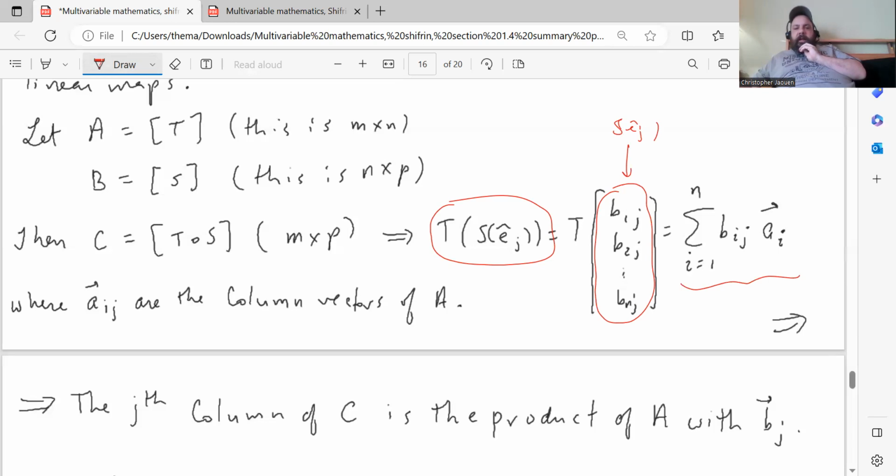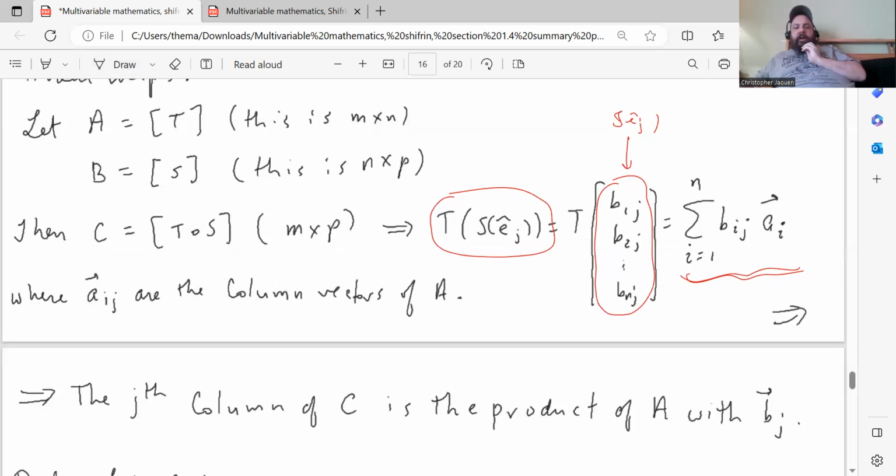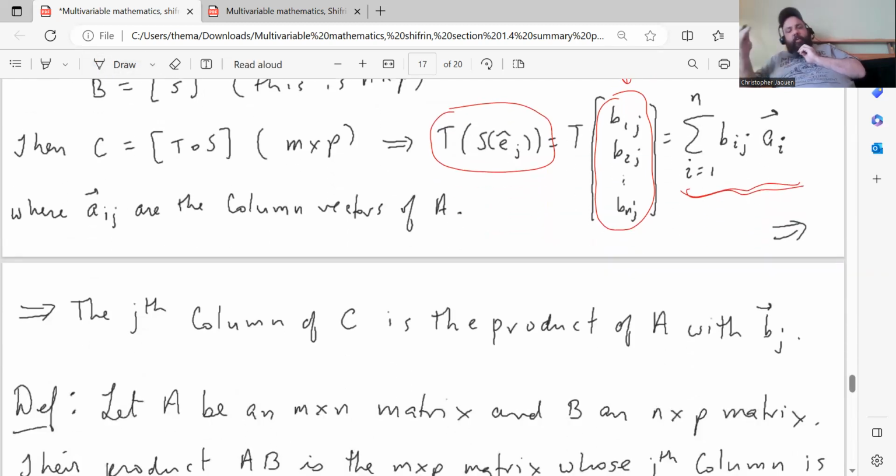So it's the b_ij's, you take those as weights for the linear combination of the a_i's. So here the sum goes from i equals 1 to n, and you just multiply each of the a_i's by the scalar in the component b_ij, right? Where the a_i are the column vectors of A. So in other words, this is a linear combination of the columns of the matrix A. Right, so that's how we're going to define matrix multiplication, or one way that we're going to define it.